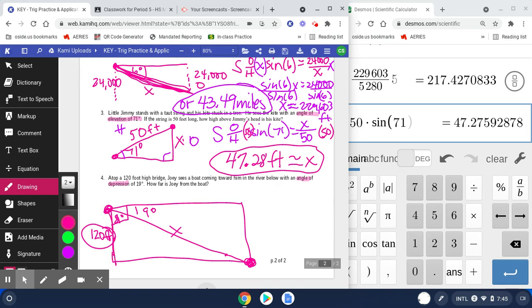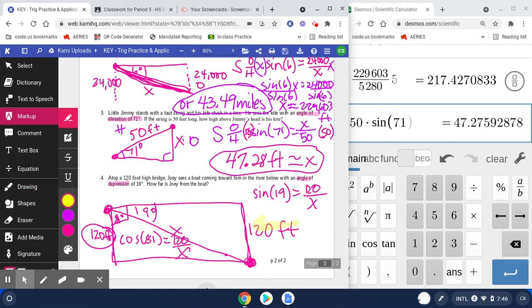So this is adjacent over hypotenuse. But also, if you're going for this missing hypotenuse and you have this 19 and you know that this 120 works on both sides, you can actually do this with an opposite 120 over the hypotenuse. So it's the sine of 19 degrees is equal to 120 over the missing hypotenuse, or you could do it the other way. The cosine of 81 is 120 over the missing hypotenuse. So this problem could actually be done both ways. You decide which one makes most sense to you.